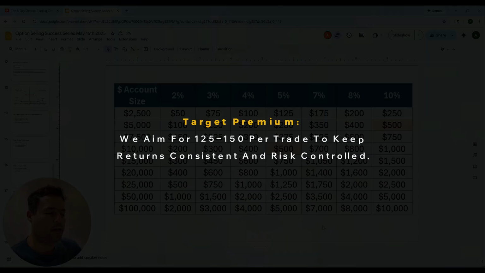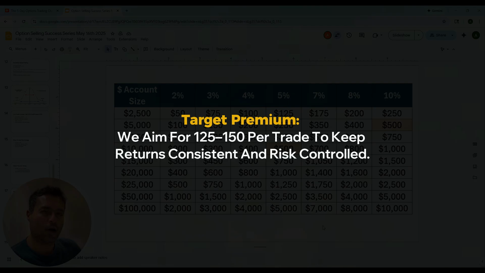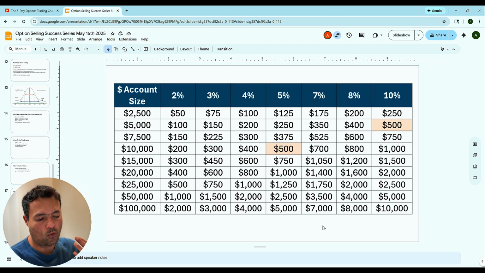So we like about $125 to $130 to $150 per trade as premium because we close the trade at 60 to 70% profit, maybe sometimes 50. So out of the 150 that we collect, or 137 or 125 that we collect, we close the trade out at maybe $70 to $80. So that's the whole idea.